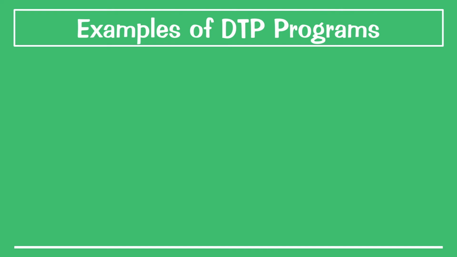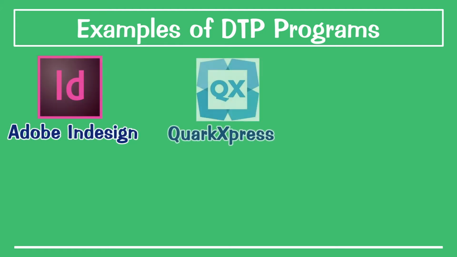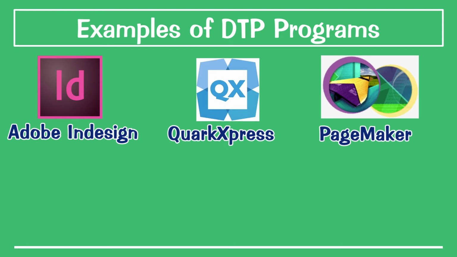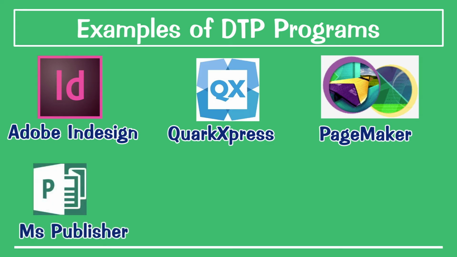Now, there are a number of desktop publishing software programs that are available. Let me just give you examples. Number one, you've got Adobe InDesign, QuarkXPress, PageMaker, etc. Programs like Microsoft Publisher can also be considered for basic publication.